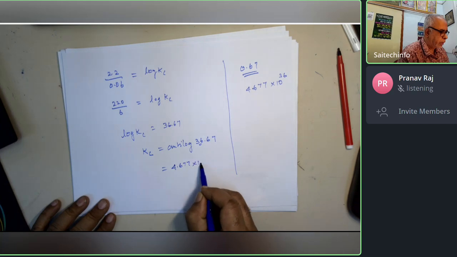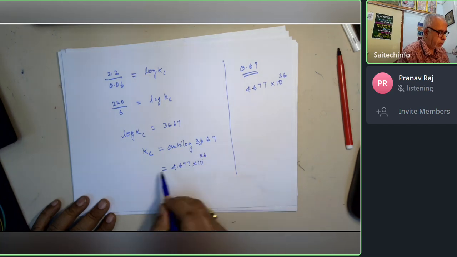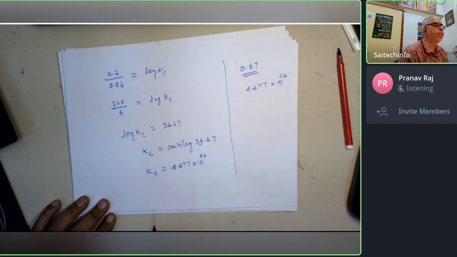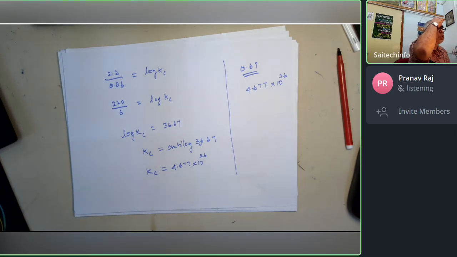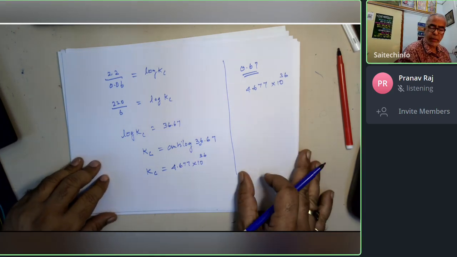So 4.677 into 10 power 36. So this is the value of Kc. But in your book, it is given as 2 into 10 power 37. Shall we check once again?